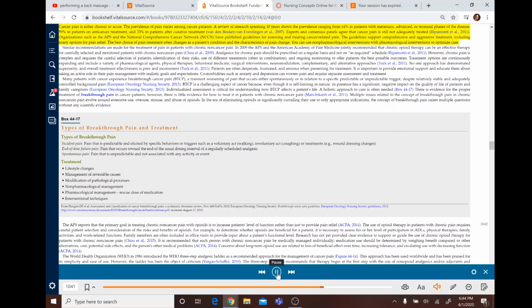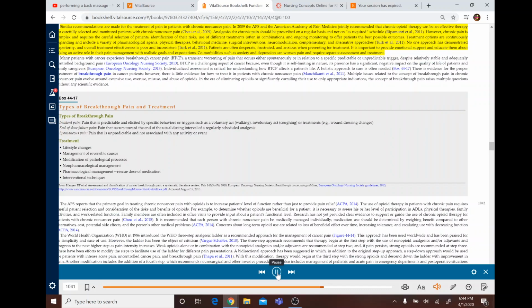Experts and consensus panels agree that cancer pain is still not adequately treated. Ripamonti et al., 2011. Organizations such as the APS and the National Comprehensive Cancer Network, NCCN, have published guidelines for assessing and treating cancer-related pain. The guidelines support comprehensive and aggressive treatment, including many options for pain relief. The best choice of pain treatment often changes as a patient's condition and the characteristics of pain change. You can use non-pharmacological interventions with pharmacological interventions to optimize care.